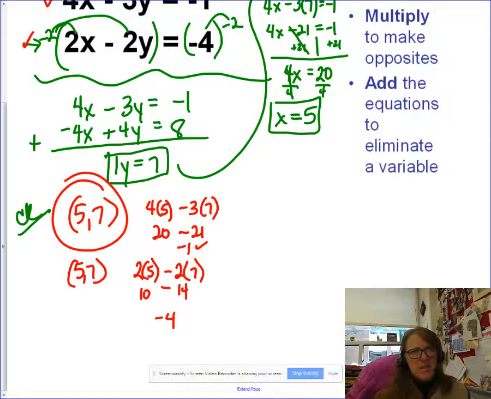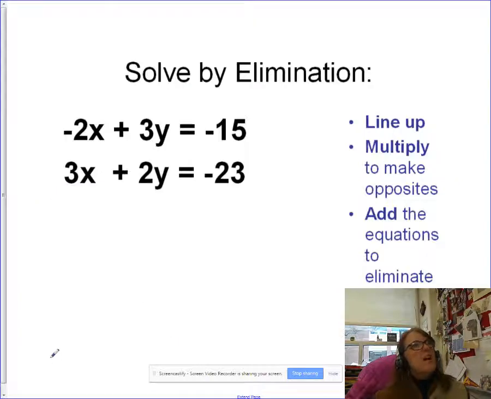Sweet, sweet. All right, let's get one that's kind of nasty. This is the last example. So jot this one down, or if I have pre-printed notes that I've made in advance for you, then you've got this last example here.